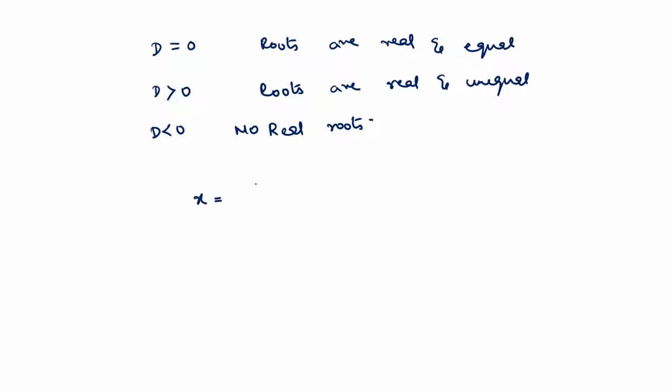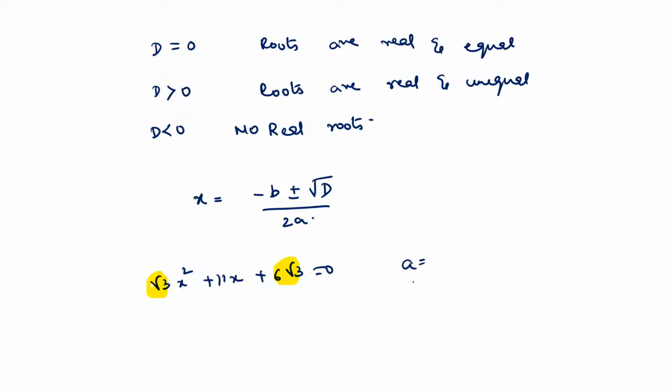Ma'am, the formula is X is equal to minus B plus or minus root of D over 2A. Correct. So this is what we learned in the last class. So now for this, I want you to use the formula method, map the values of A, B, C, find B square minus 4AC, find the discriminant value, and then find X. Do this yourself now.